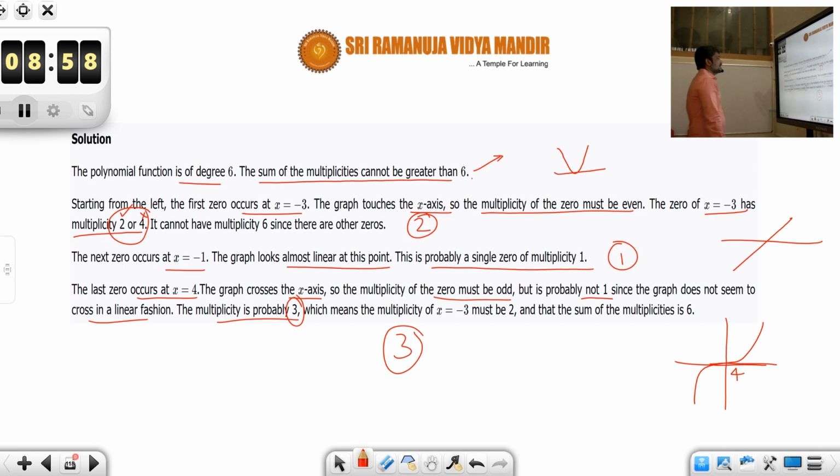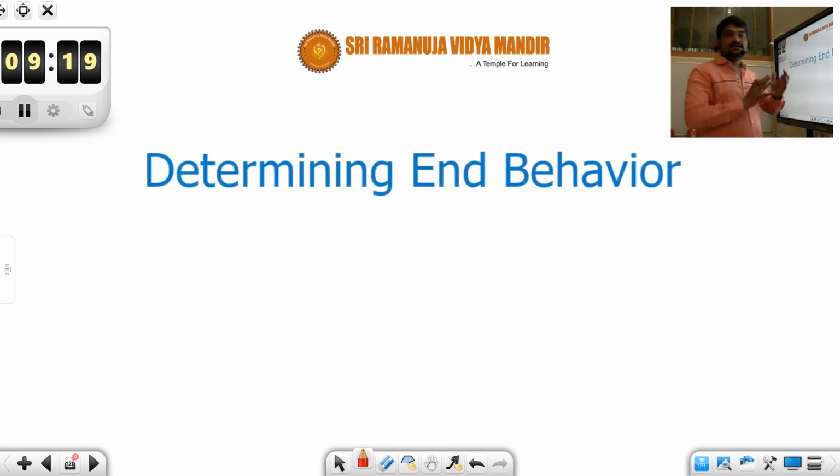So today let's learn about another important characteristic of the graphs, that is determining the end behavior. What is meant by determination of end behavior is that by looking at the algebraic equation of the polynomial, we should be able to say how the graph looks where x tends to infinity or where x tends to minus infinity. At the extreme ends, how does the polynomial behave? This is what we call the end behavior.